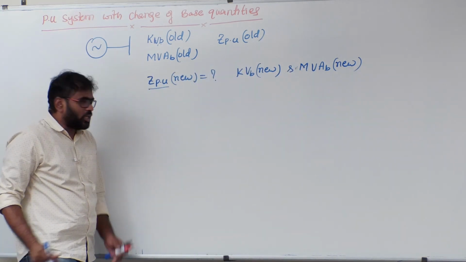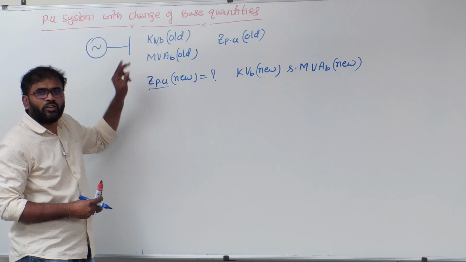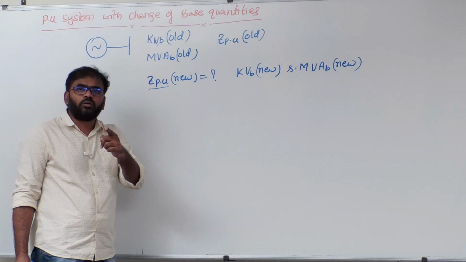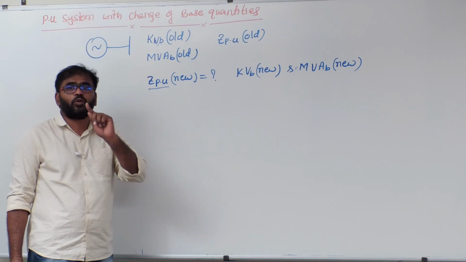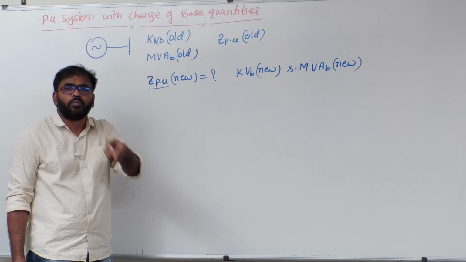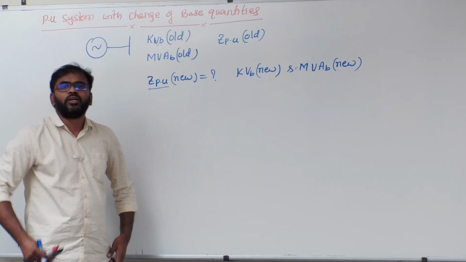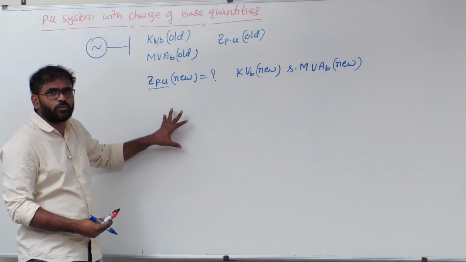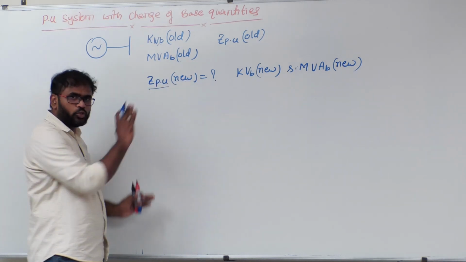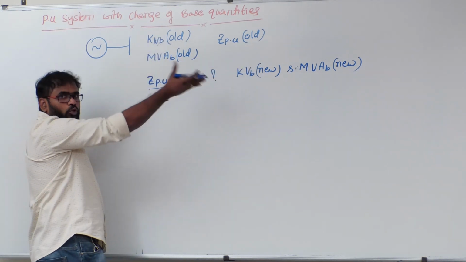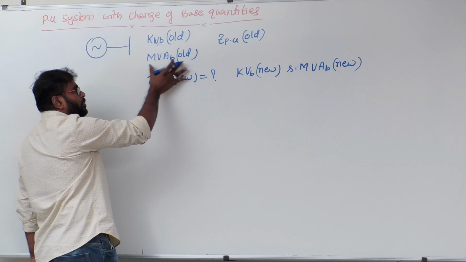Clear? To solve this, we need to take one simple fundamental: per unit value may not be unique, but actual values are always unique. The actual impedance of the generator will not change, but the per unit impedance will change based on the base value you select. Using that principle, I am going to calculate Z per unit new. Z per unit old is already given, KVB old is given and MVAB old is given.